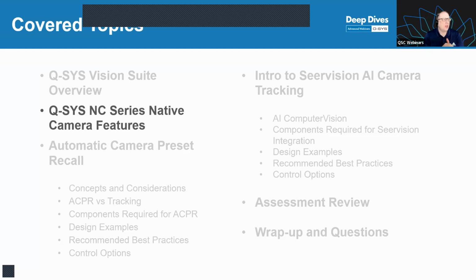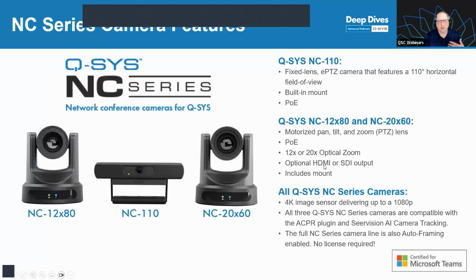So we're going to start looking at the NC series native features. So the features just within our cameras, the NC series cameras, you don't have to have any additional licensing. There's no plugins involved in this. It's just what's contained within the cameras. We've got three NC series cameras, the NC110, the NC1280, and the NC2060.